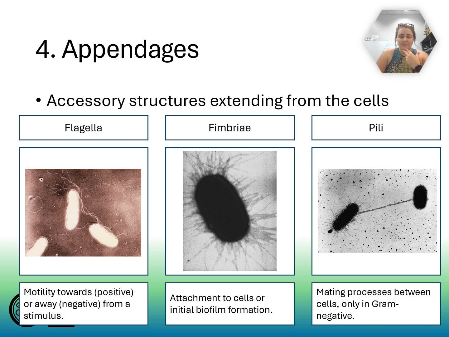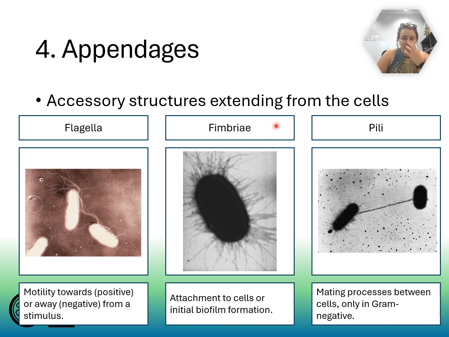Fourth component we're going to talk about, moving right along, I'm trying to keep it short, are appendages. And these are basically accessory structures that extend from the cells. Most of the time they are involved in what we call motility, which is the ability to move around. So we can have what are called flagella, which are long, whip-like structures that are normally 1 to 2 per cell that help spiral a cell through an area. So many times they have helical motion.